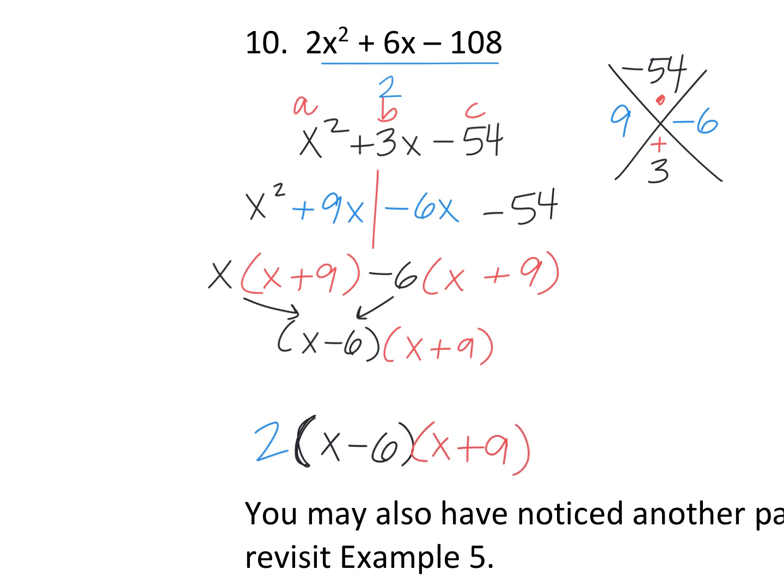You have to have the 2 out in front, maybe draw a big arrow so you see it. Because you divided by 2 in the beginning, you do not get full credit unless you have the 2 as a GCF out in front.